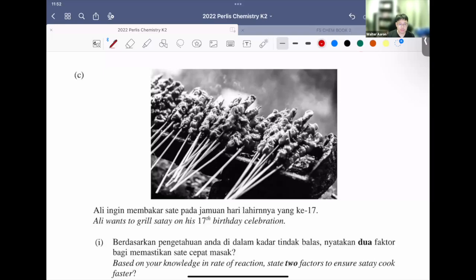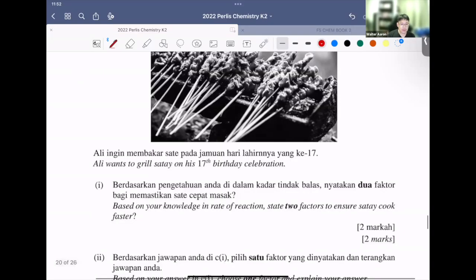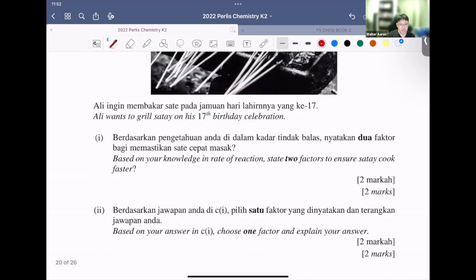But let's go to C. Ali wants to grill satay on his 17th birthday celebration. So based on the knowledge of rate of reaction, state 2 factors to ensure satay cooks faster. So what happens here is that, using what you've learned in rate of reaction, the question wants you to state 2 main factors that can ensure the satay cooks faster lah.